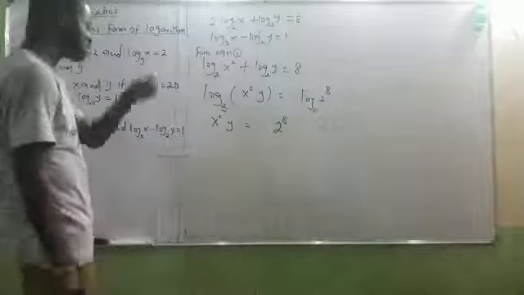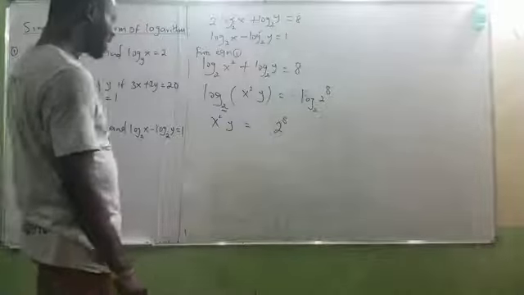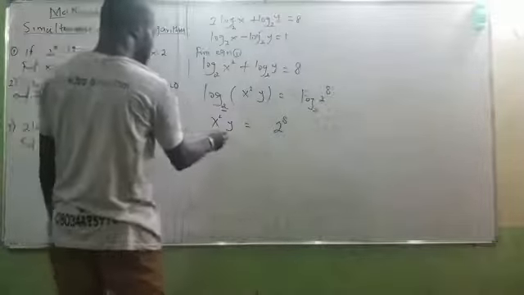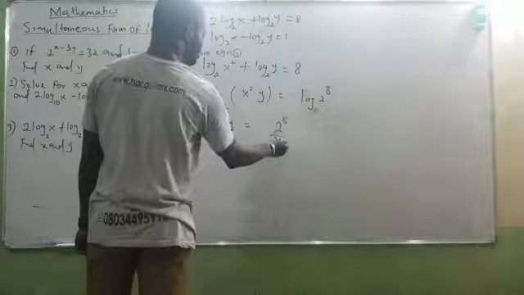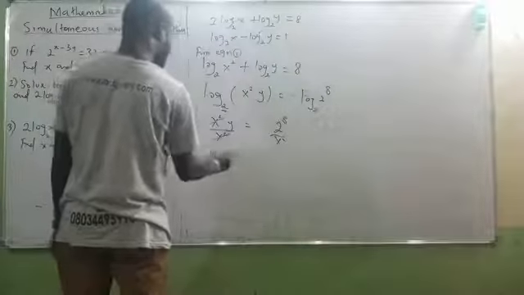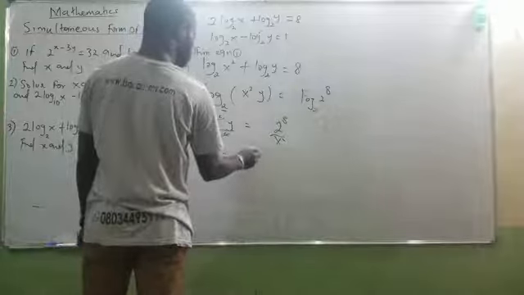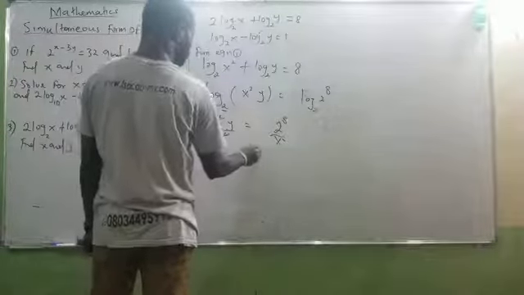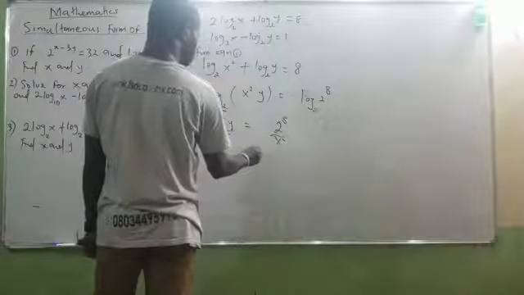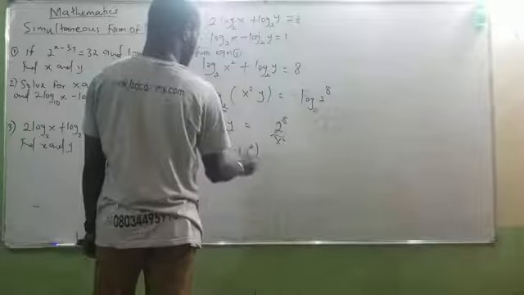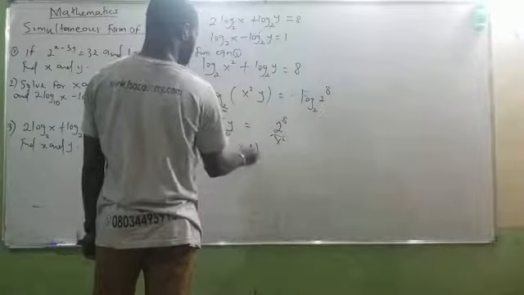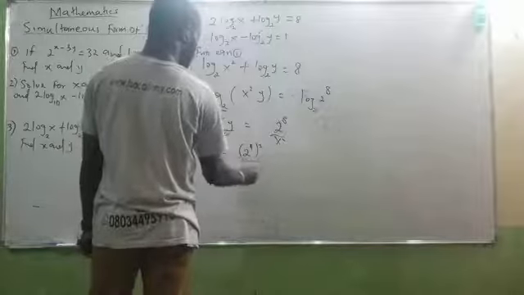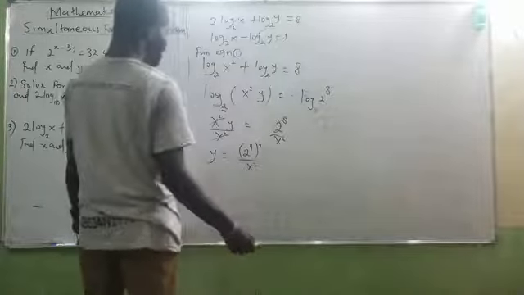Now, since that is the case, what can I do? I can decide to divide both sides by what? By x squared. This will cancel this. y equals 2 raised to power 8 all over x squared.